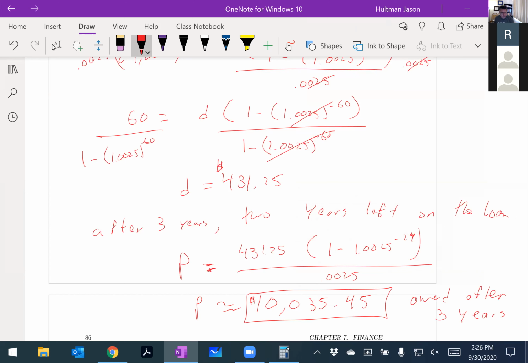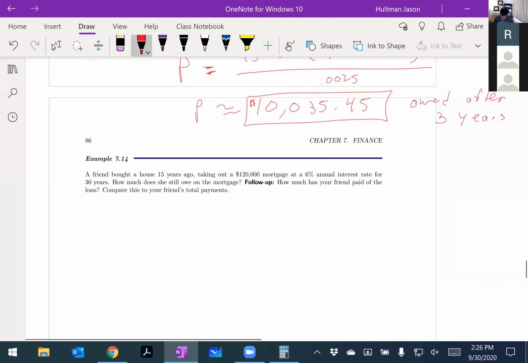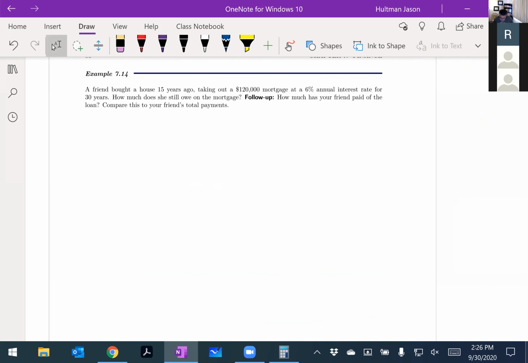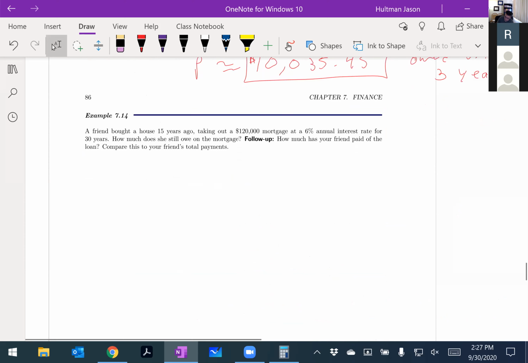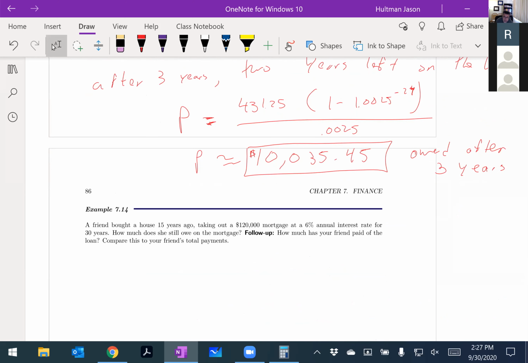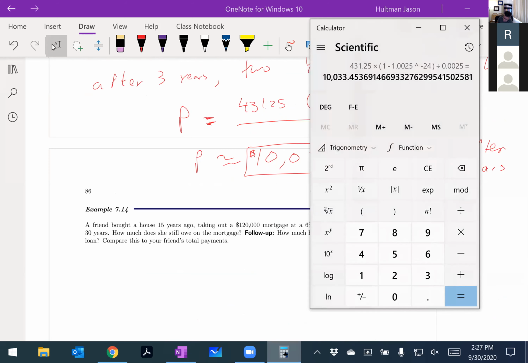Okay, let's do another one here. Okay, a friend bought a house 15 years ago. Professor, sorry to interrupt. What was the calculator that we could use to do this? Well, you can use any calculator. The one I'm using is the one on Windows 10. But if you have a Mac or a Chromebook or something else, you can just Google any scientific calculator. All right, thank you.